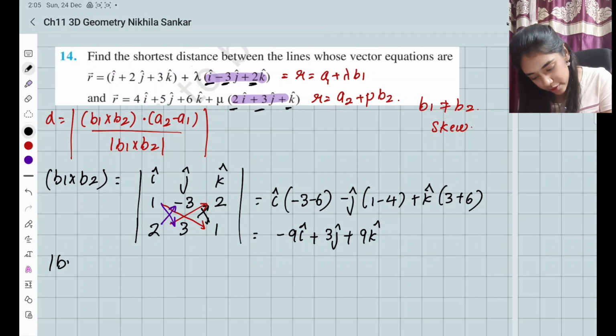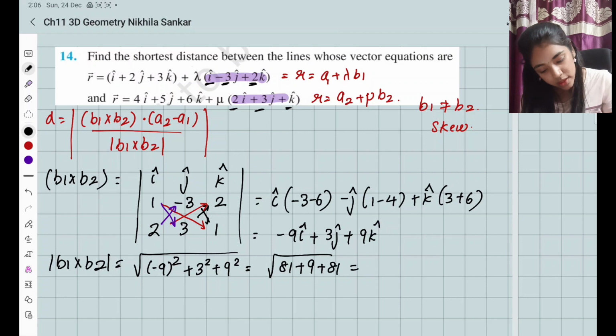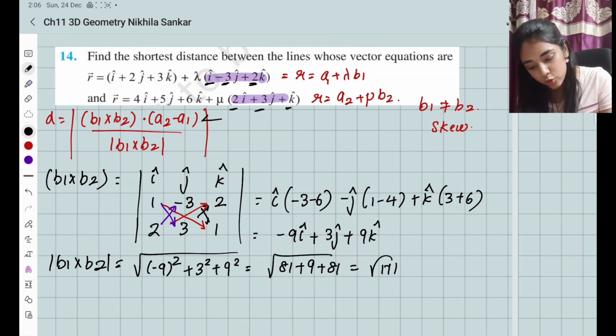K cap. I also need to find the magnitude of B1 cross B2, which is going to be square root of minus 9 square plus 3 square plus 9 square, which is going to be square root of 81 plus 9 plus 81. 81 plus 81 is 162. 162 plus 9 is going to be 171. So square root of 171. இப்போ A2 minus A1 பண்ணணும்.